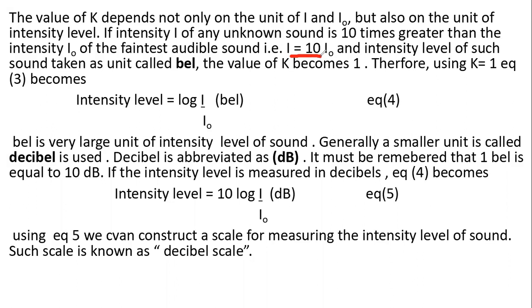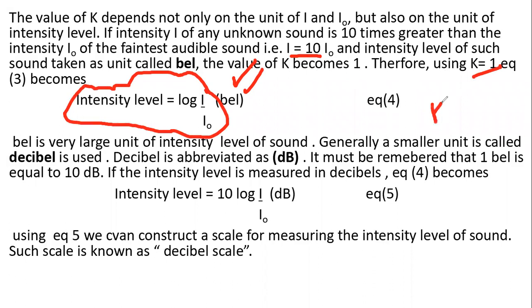Therefore, using K equal to 1, the equation can be written as intensity level is equal to log I divided by I naught. If you use the unit bel, you will use this formula. The constant value will be 1. And K is equal to 10 if you use decibel.